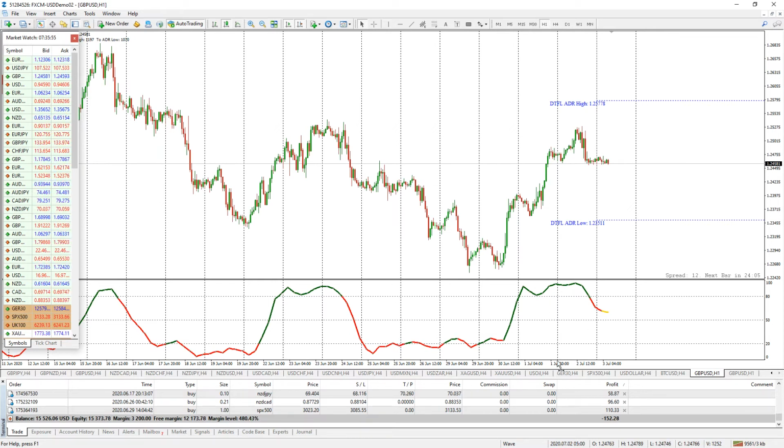So this is actually a multi-time frame stochastics. So you put the 4 hour on the 1 hour chart, and basically what you want to do is you're looking to trade when the 4 hour stochastic is on the overbought or the oversold area.